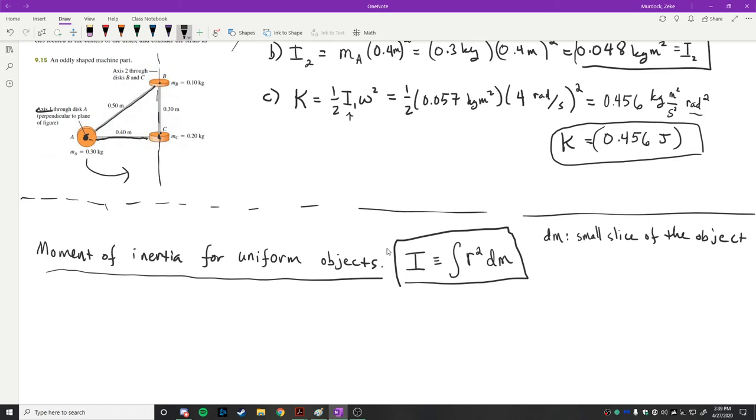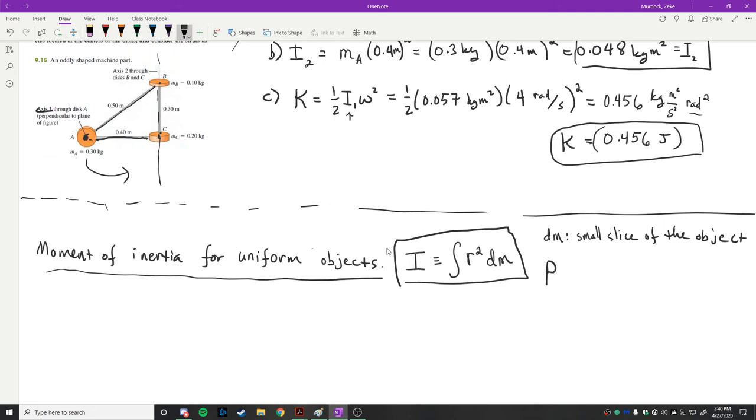And I'm also going to tell you that we have this relationship. What if the object is not uniform? That's a good question. Uniformly distributed mass. We're also going to talk about non-uniform distributions too, so I really should have just said objects, but that makes it uniform mass distribution. dm is a small slice of the object.